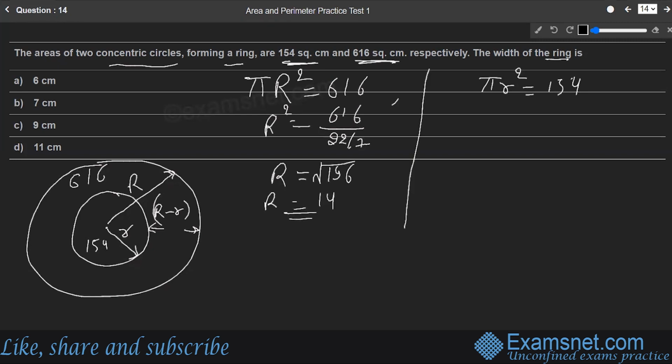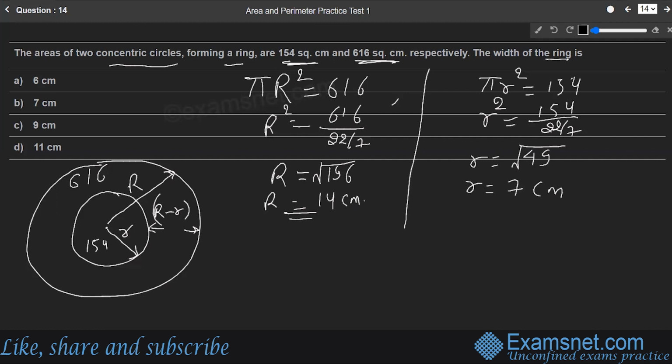On the other hand, small r square is going to be 154 divided by 22 by 7. So r value is clearly under root of 49. If you calculate this further, the r value is nothing but 7 centimeter, and 14 centimeter for the other case.